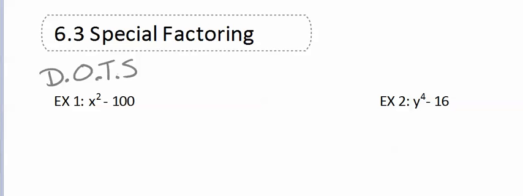And this should make sense with the name, because difference refers to a subtraction in the middle of two terms, and squares. You'll notice here I can take the square root of x squared and I can take the square root of 100. So when this happens, if this was a third term, it would be 0x. So what two numbers multiply to give you negative 100 but add to give you 0? That would be 10 and 10.